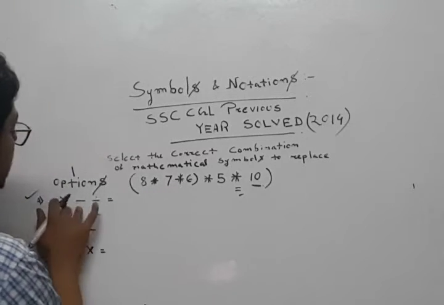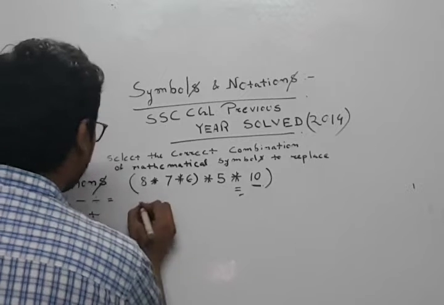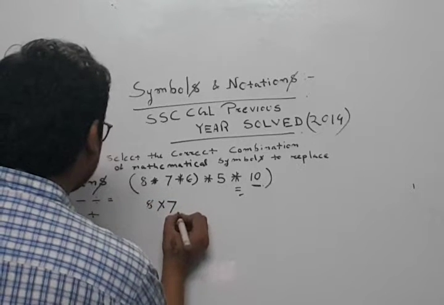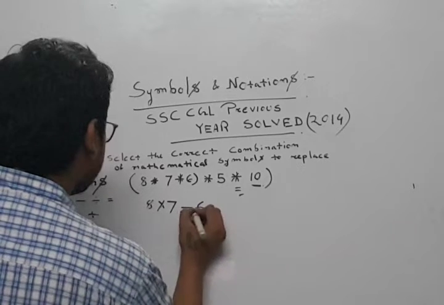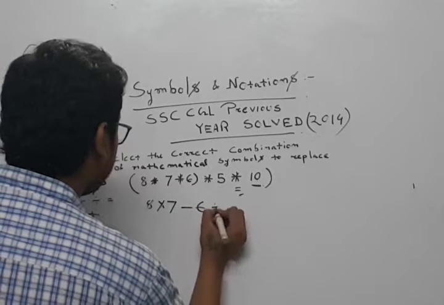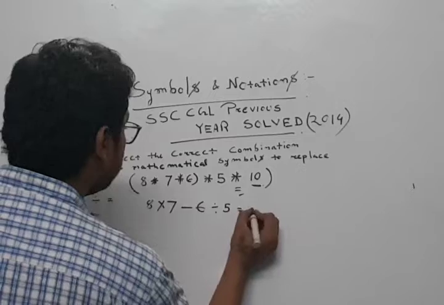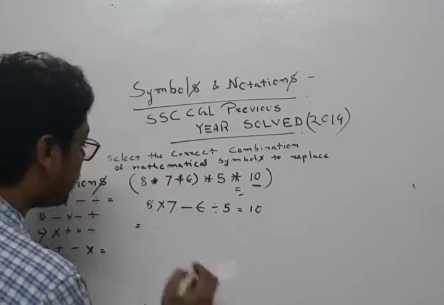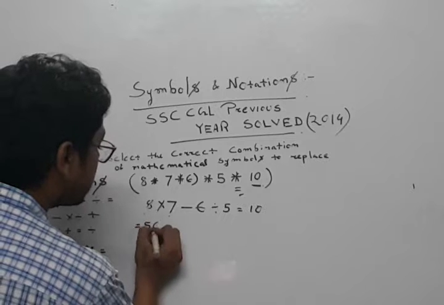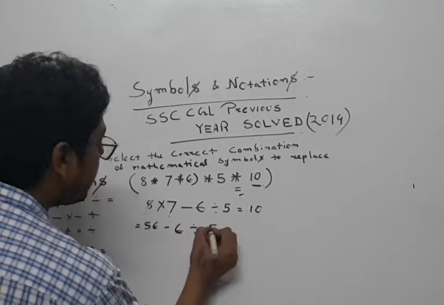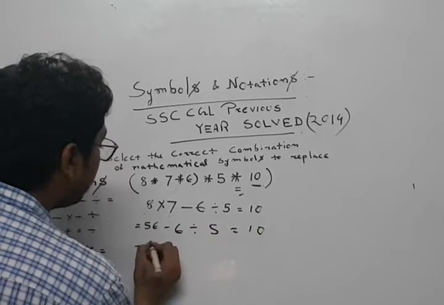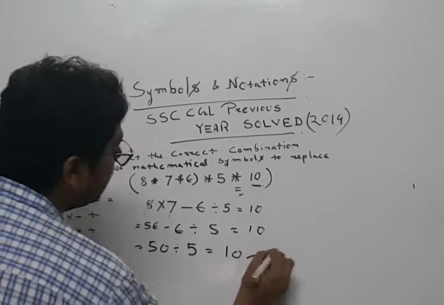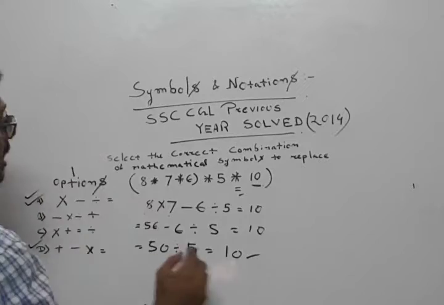What is this? Multiply, subtraction, divide and is equal to. So it will look like this: 8 into 7 minus 6 by 5 is equal to 10. Is it so? We can calculate it. 7 into 8 is 56, minus 6 by 5, that means 50 by 5 is equal to 10. Yes, the correct option is A.